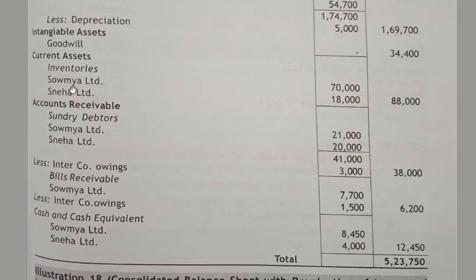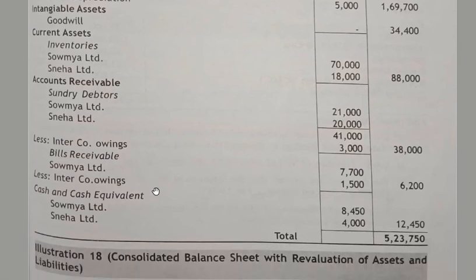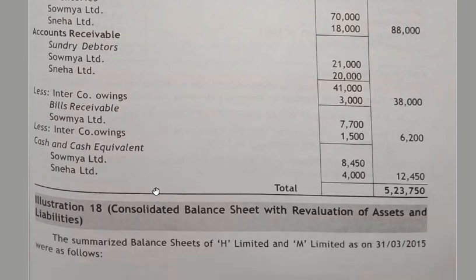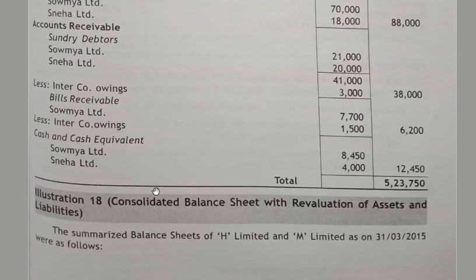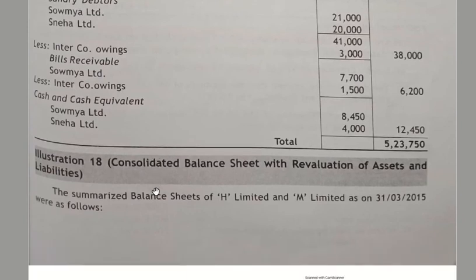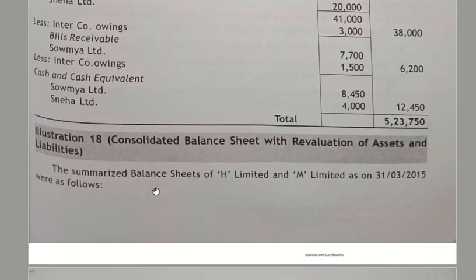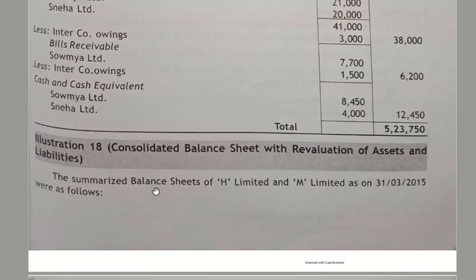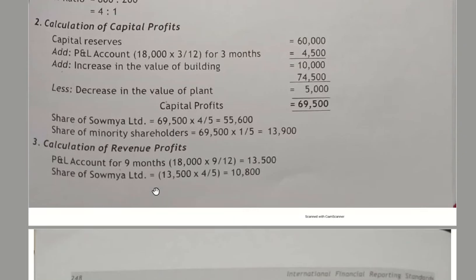So current assets, inventories, Somya Limited is 70,000, Sneha Limited is 18,000, so 88,000. Accounts receivable, sundry debtors, so Somya Limited is 21,000, Sneha Limited is 20,000. Minus the intercompany owings 3,000, you get 38,000. Bills receivable, Somya is 7,700, less your intercompany owings 1,500, you get your balance to be 6,200. Cash and cash equivalent, Somya Limited is 8,450, Sneha Limited is 4,000, so you get your balance to be 12,450.